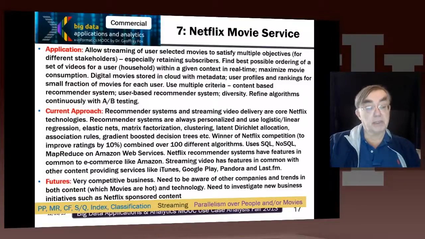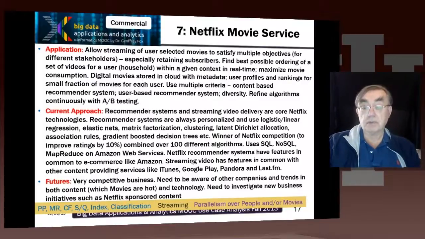And the current approach is essentially built around recommender systems and streaming video. And those recommender systems are always personalized. They use all sorts of sophisticated technologies: clustering, LDA, latent Dirichlet allocation, elastic nets, just ordinary regression, and all these fancy machine learning things, gradient boosted decision trees. There was a well-known competition which Netflix held to improve the accuracy of its ratings by 10%. And the winner of that actually combined 100 different algorithms for the final answer.